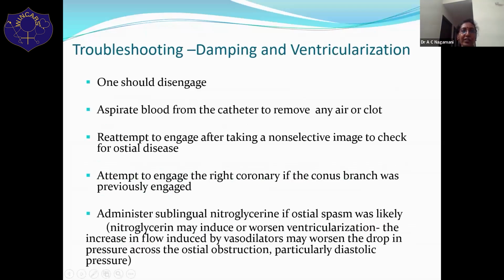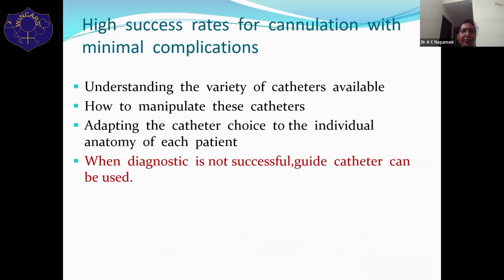What do you do when there is damping or ventricularization? One should disengage, aspirate blood from the catheter to remove any air or clot, try to re-engage, and do a non-selective image to check for ostial disease. Suppose you are doing the right shoot, see whether you have cannulated the conus. And if you are suspecting an ostial lesion, you can inject nitroglycerin, but this can be counterproductive as well.